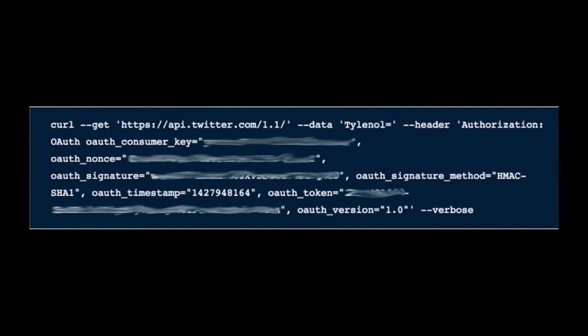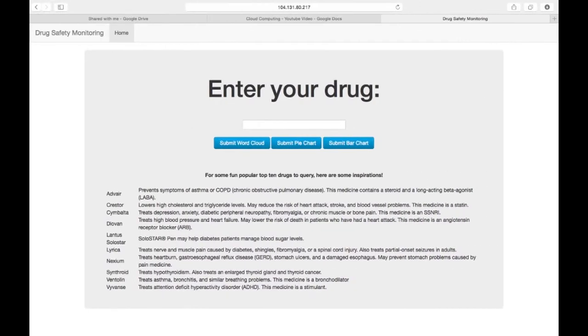So after collecting all of this data, we chose to create word tags and charts to represent our data in a way that would be easily processed and viewed by our audience. Our visualizations are implemented using Google's visualization APIs and JavaScript. So I'm going to jump over to our website and do a quick demo.